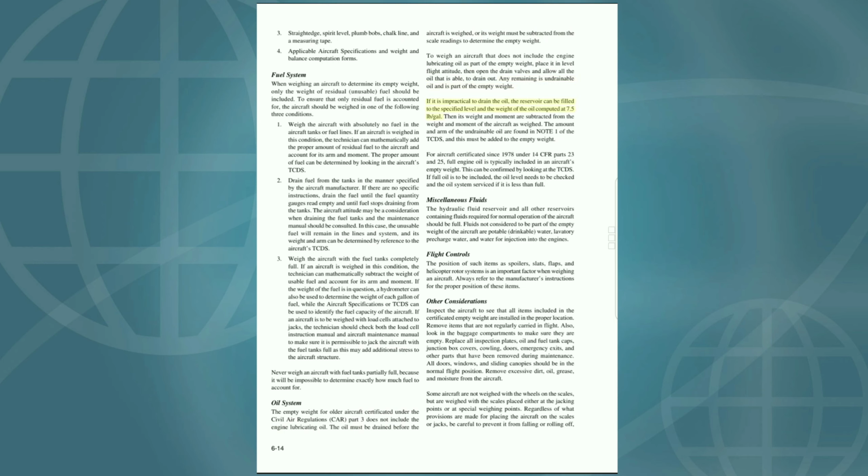If it is impractical to drain the oil, the reservoir can be filled to the specified level and the weight of the oil computed at 7.5 pounds/gallon. Then its weight and moment are subtracted from the weight and moment of the aircraft as weighed. The amount and arm of the undrainable oil are found in Note 1 of the TCDS, and this must be added to the empty weight.